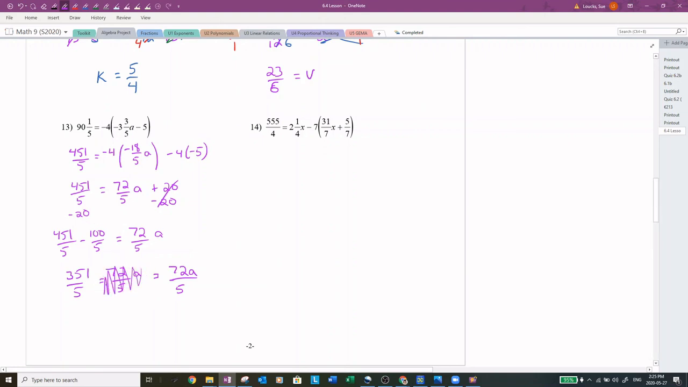If I multiply both sides by 5, if I do the same thing to both sides, right? If I multiply this side by 5 and I multiply this side by 5, the 5's cancel out. So anytime I have two fractions with the same denominator on different sides of the equal sign, the denominator doesn't matter because 351 has to equal 72a. Okay. And then I'm going to divide this by 72, divide that by 72, and I get a equals, it reduces to 39 over 8.